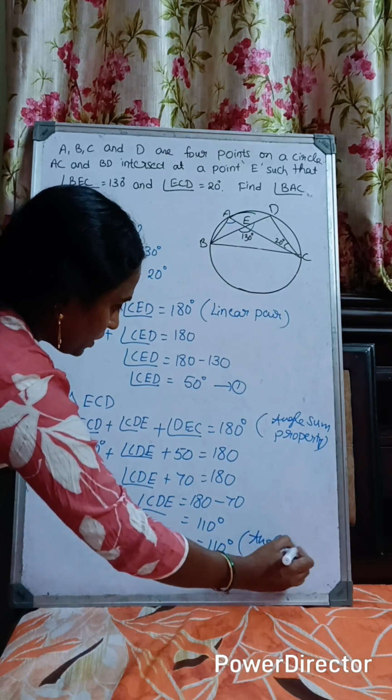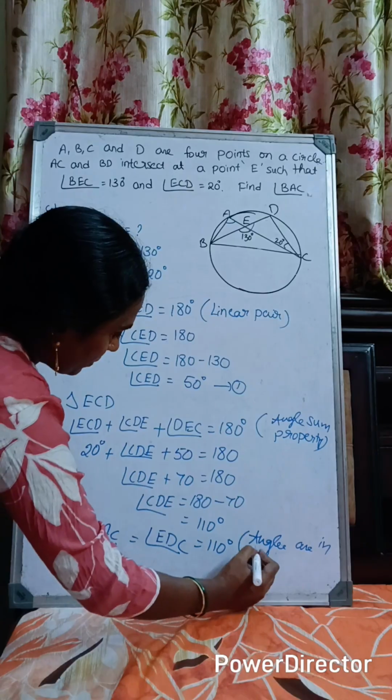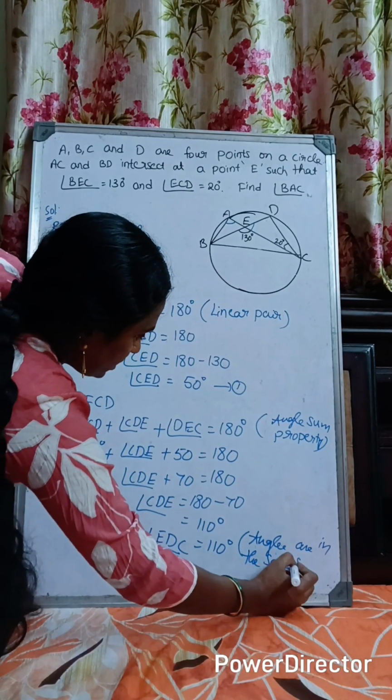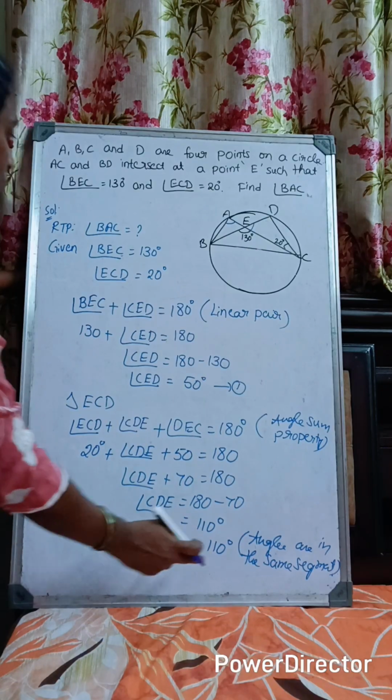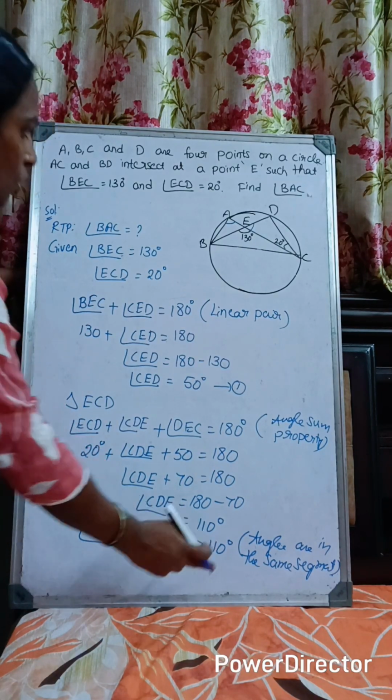Angles in the same segment are always equal. So, our required to prove, we got the angle BAC is equal to how much?